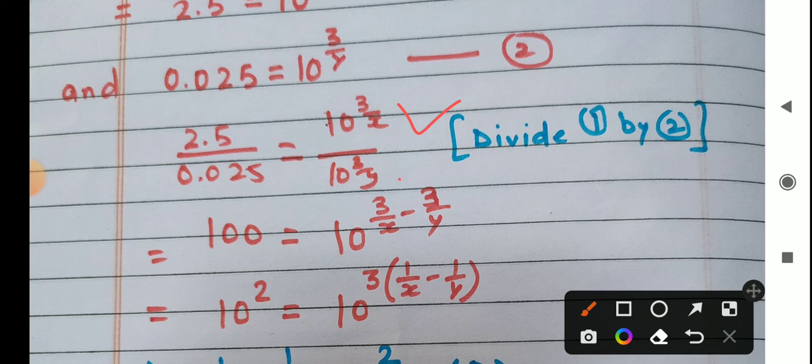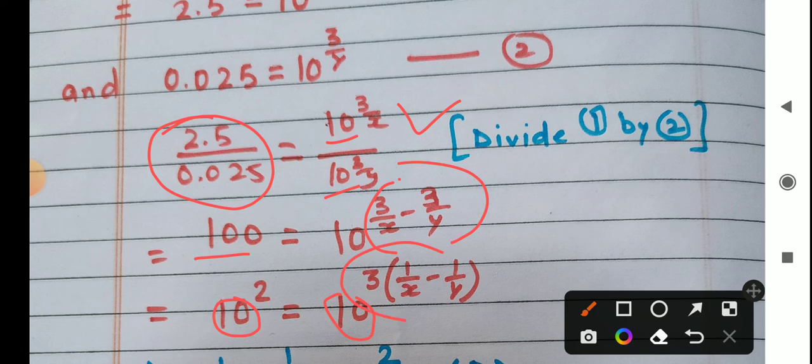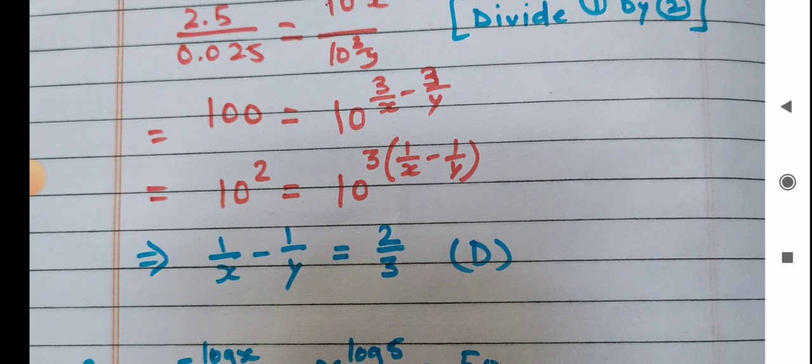upon y. This value will give you 100 after cancellation, and here in the exponents, the base is the same, so the powers you will subtract. Now on both sides, you can say 100 is the square of 10 and the base is the same on both sides. So these two powers will be equal, and when you shift this 3 to the left side, then you will get 1 upon x minus 1 upon y is equal to 3.